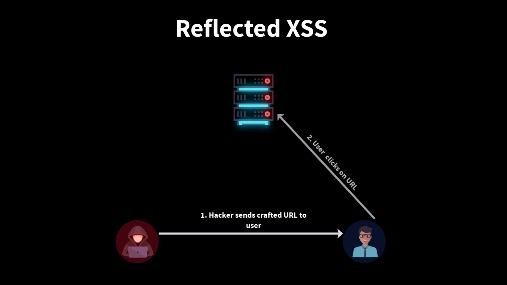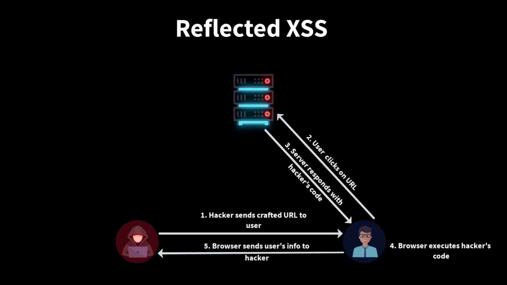In step 2, the user will click on the URL, which will then trigger a request to the server. The response from the server in step 3 will now contain the malicious JavaScript code that was crafted by the hacker. After that, the user's browser will receive the malicious JavaScript code and will unfortunately execute it. So as a result, in step 5, the user's browser will send the data belonging to the user back to the hacker. It could be data such as cookies, session token, and so on and so forth.